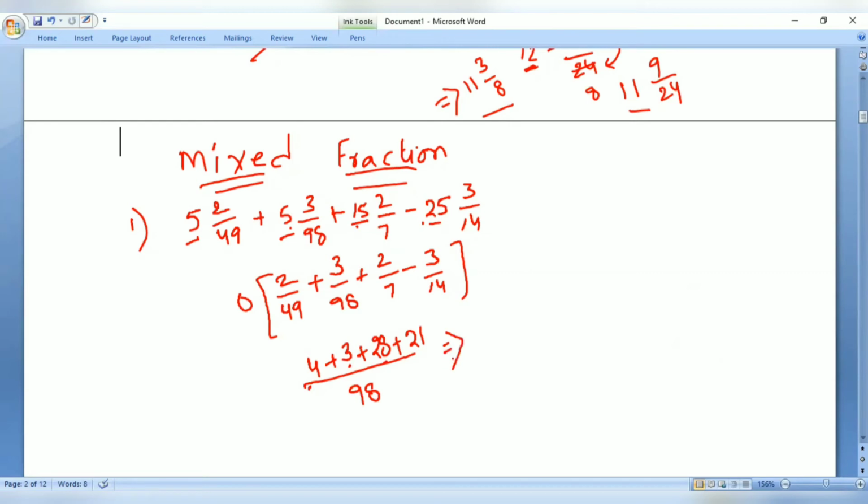What is the answer? 14 in 98, 7 times, right? 7 threes are 21. This is minus symbol, sorry. So 28 plus 3, 31 plus 4, 35 minus 21, that is 14 by 98. This is simplified as 1 by 7. This is how we will be solving the mixed fractions.